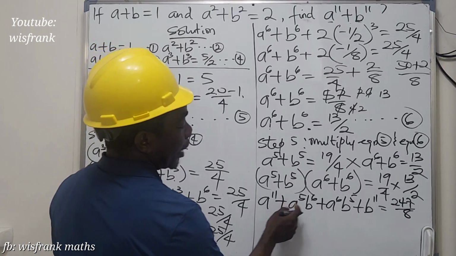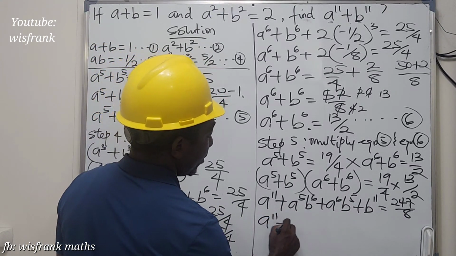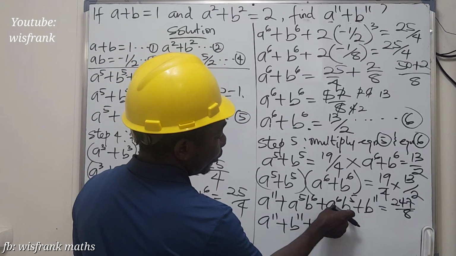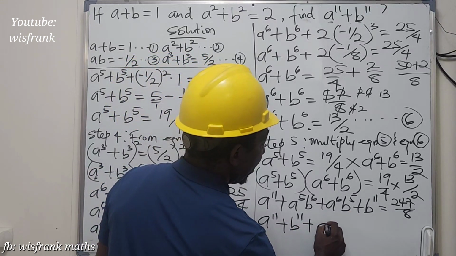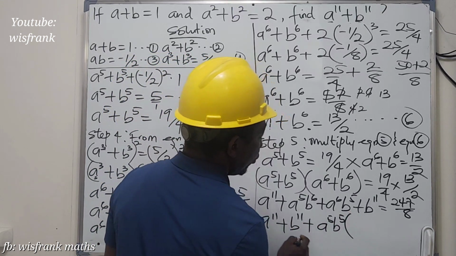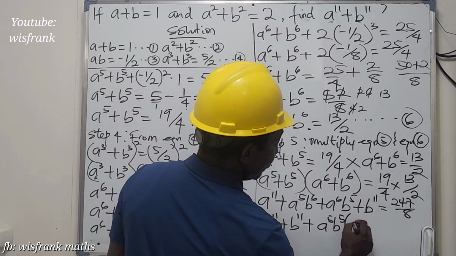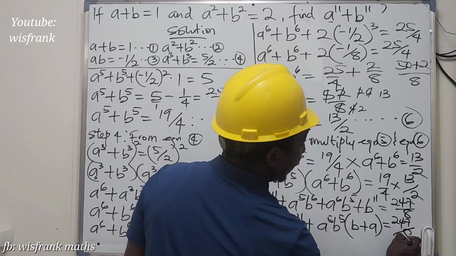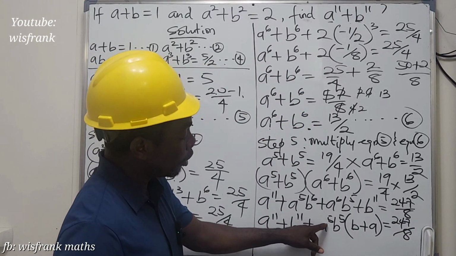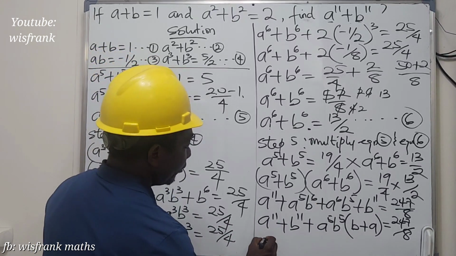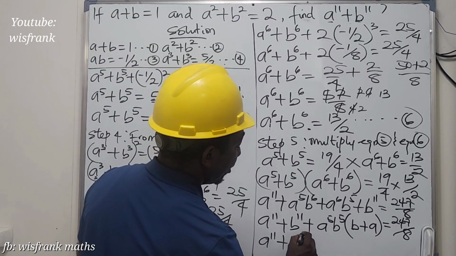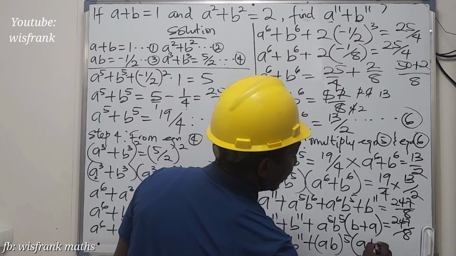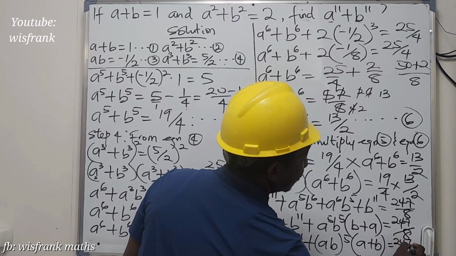So in this case, we can collect like terms. So we have a to the power of 11 plus b to the power of 11 plus we have here a to the power of 5 and also b to the power of 5. So this will become a to the power of 5, b to the power of 5 into, because they are common, b plus a equals 247 all over 8. So in this case, we have a to the power of 5 here. We can factor it out. So we have a to the power of 11 plus b to the power of 11 plus ab all to the power of 5 into a plus b equals 247 all over 8.